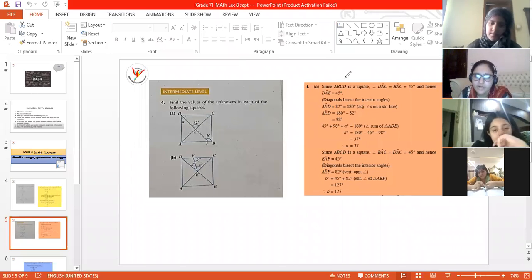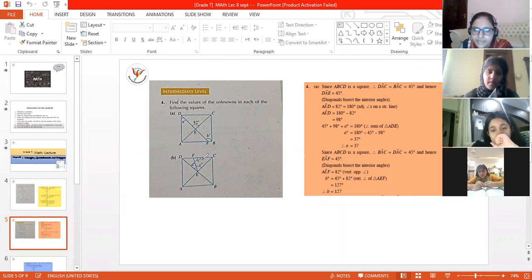No, so the part number B of question number 4, ABCD is a square. If ABCD is a square, you can see that the diagonals are intersecting between the points A, E, E, C. There are two diagonals.